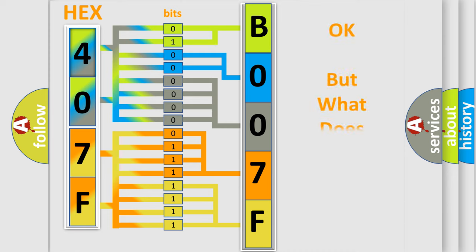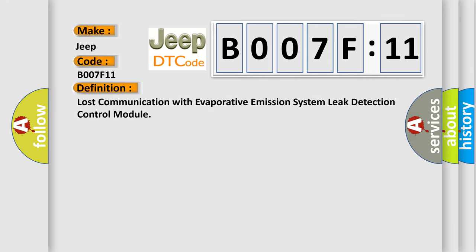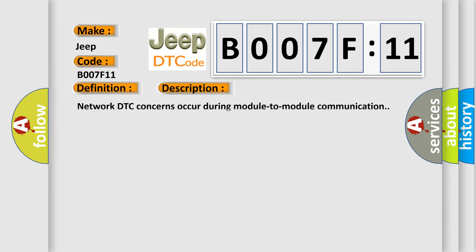The number itself does not make sense to us if we cannot assign information to what it actually expresses. So, what does the diagnostic trouble code B007F-11 interpret specifically for Jeep? The basic definition is lost communication with the evaporative emission system leak detection control module. And now this is a short description of this DTC code. Network DTC concerns occur during module-to-module communication.